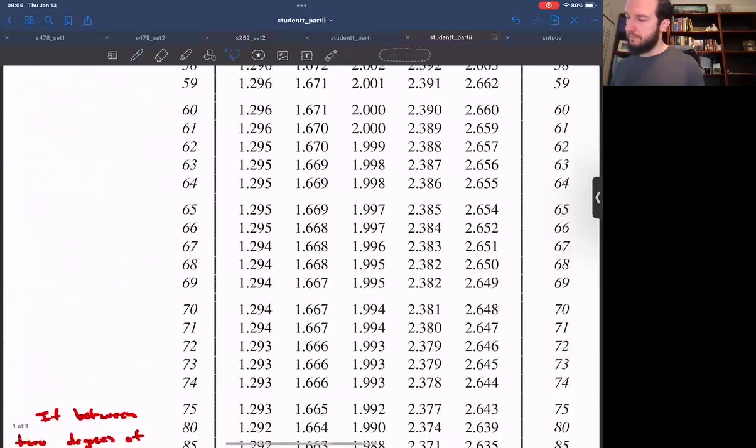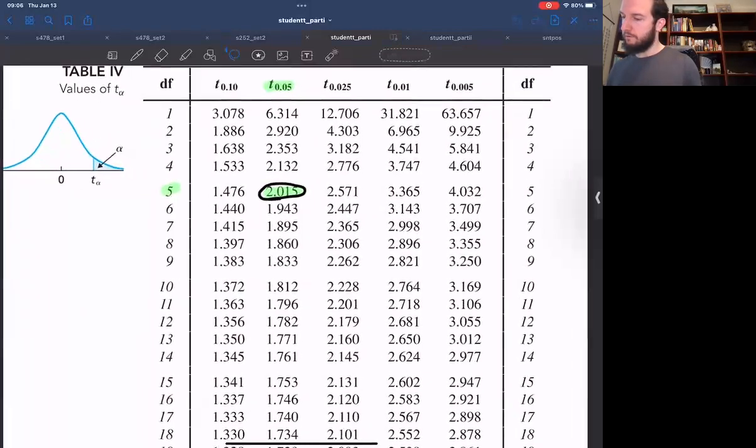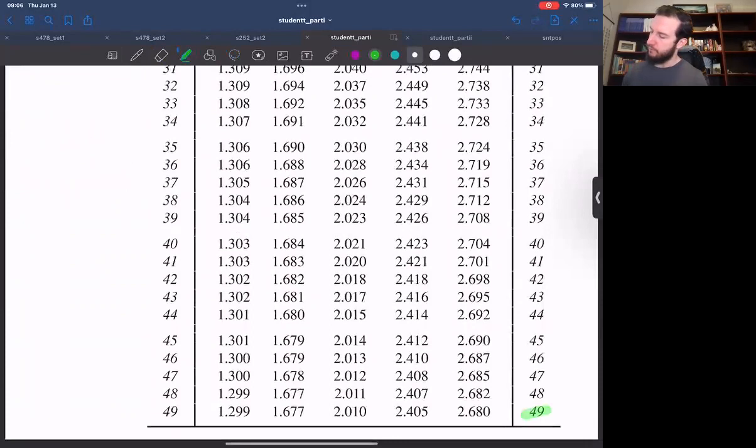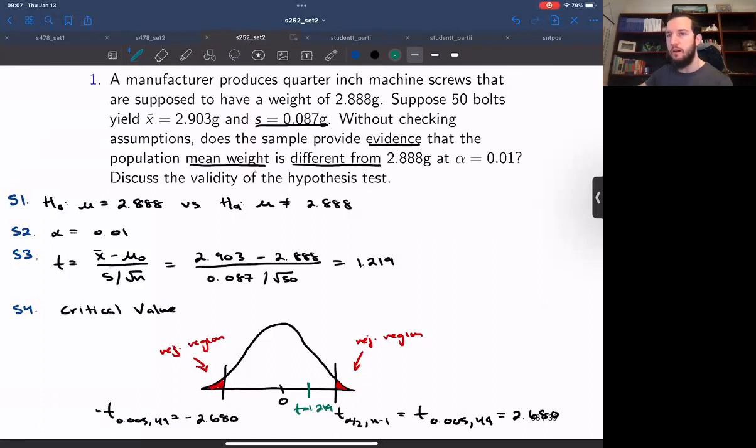Okay, so now we go to our student t table. We're matching 0.005 to 49. So 0.005 is in the last column, and 49 is in the last row. That gives us 2.680. So here we have positive 2.680, and here we have negative 2.680. Our test statistic was 1.219, so that's going to be somewhere around here. We can see that the test statistic is not getting into the rejection region in either tail, so in this case, we will not reject the null. Any questions?